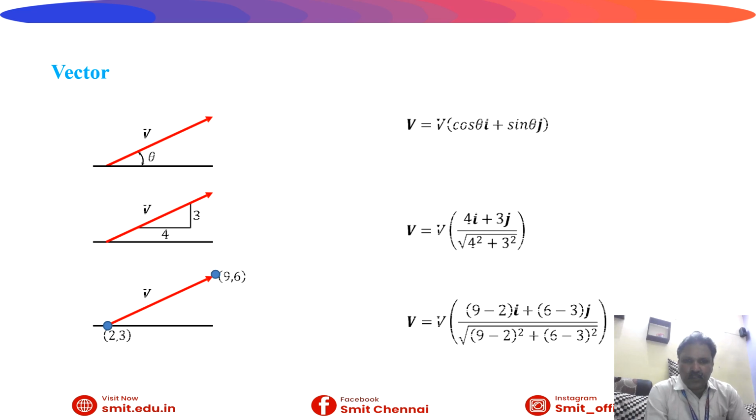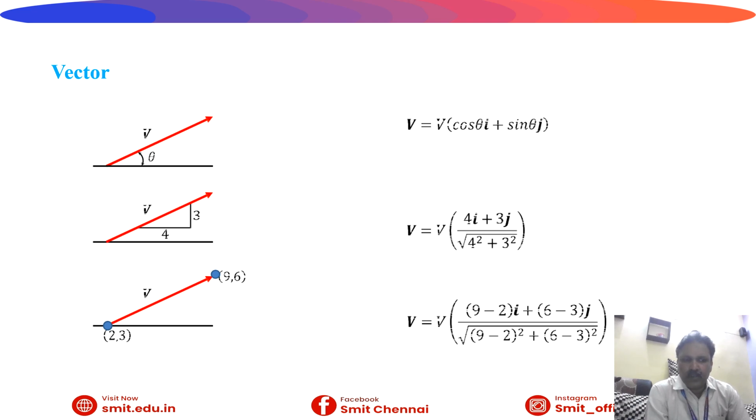Now the first is the vector form. We can see one of the basic examples. One force is inclined at some angle theta. Now we can write it in two coordinates, that is, the unit vectors i cap and j cap. So V is the common term: V cos theta i plus V sin theta j.